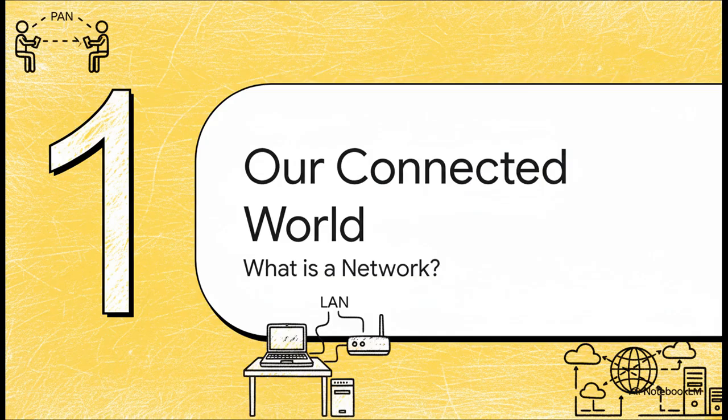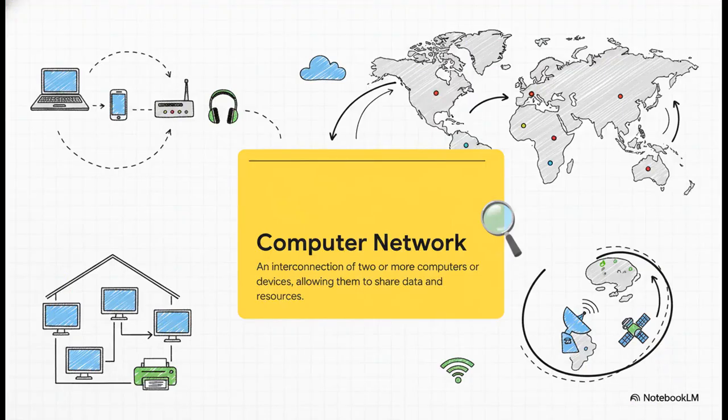Now, the name might sound a bit technical, but trust me, the idea is really simple. So let's quickly understand what it is. It's just like a network of friends or a network of roads, Beta. It connects things so they can share information. A computer network just connects two or more computers or devices, like your phone and your laptop, so they can share stuff. Simple, isn't it?